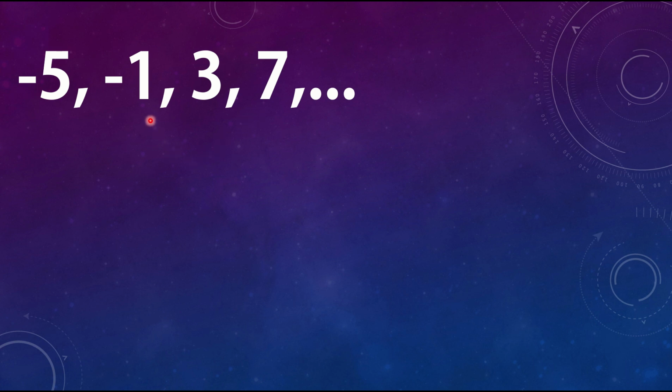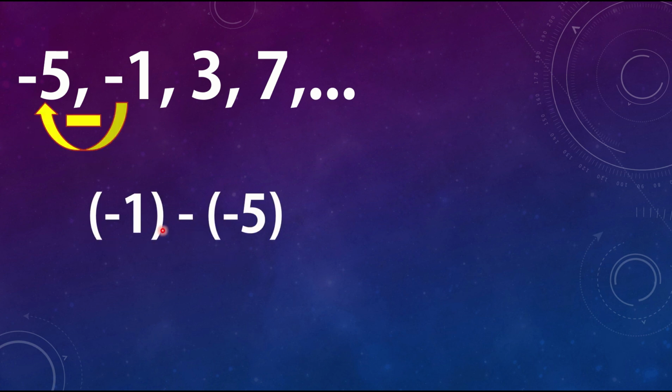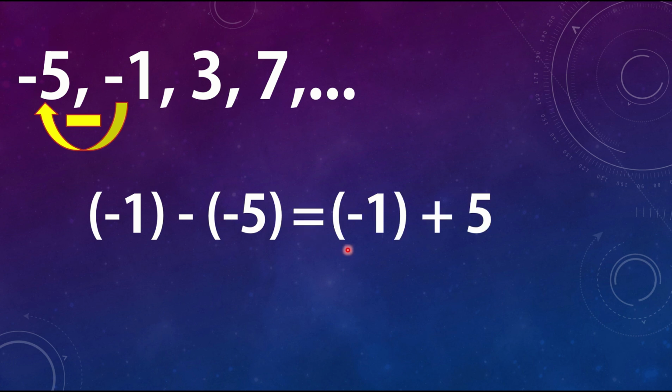So we will have the second term minus the first term. So that is negative 1 minus negative 5. Since both are negative, negative times negative is positive. So this will be negative 1 plus 5, and that is equal to positive 4.